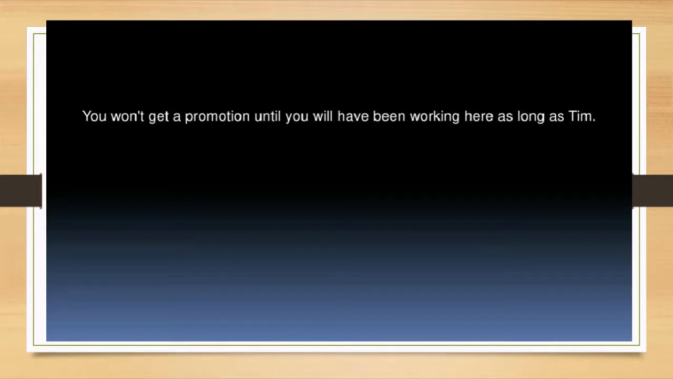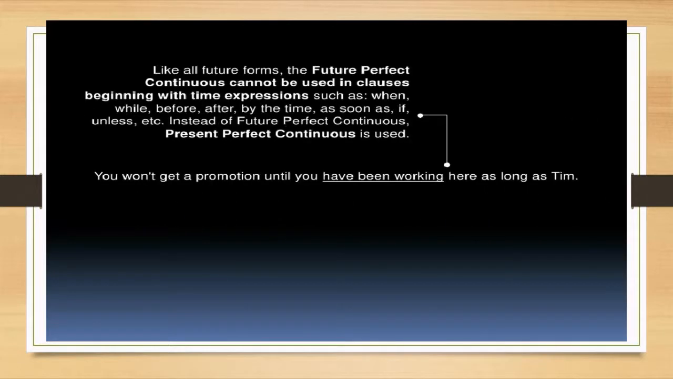Now, like all future forms, the future perfect continuous cannot be used in clauses beginning with time expressions such as when, while, before, after, by the time, as soon as, if, unless, and many more. Instead of future perfect continuous, present perfect continuous is used. For example, you won't get a promotion until you have been working here as long as the team.